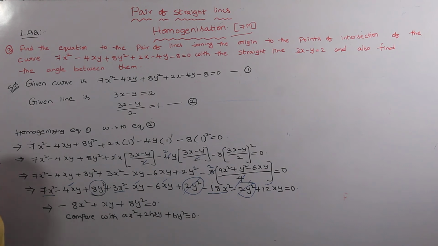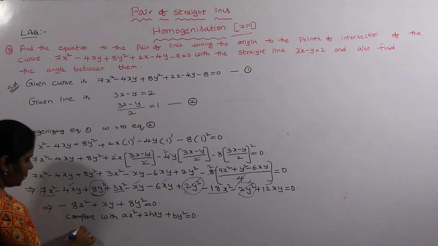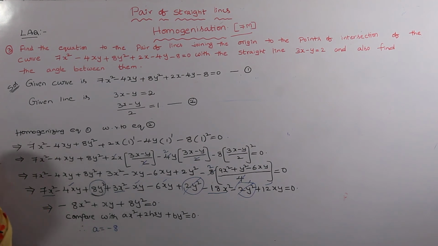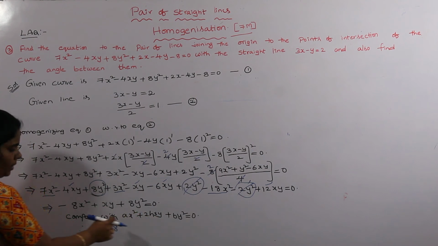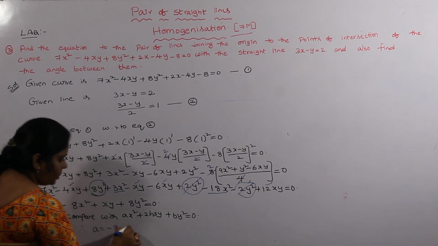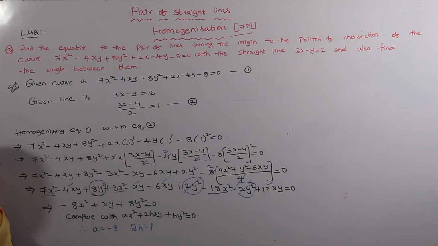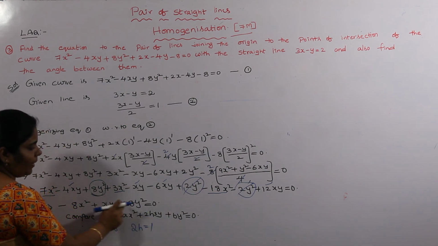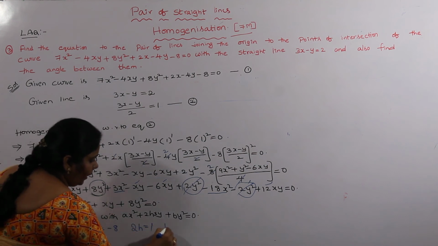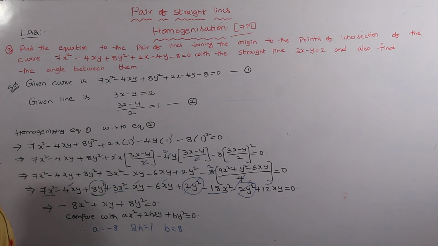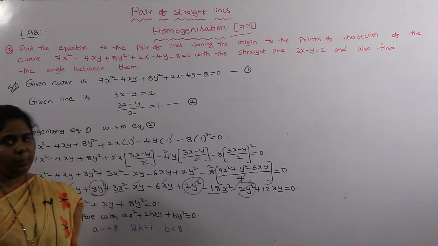Here x square coefficient is a, here x square coefficient is minus 8. Therefore, a is equal to minus 8. And xy coefficient is 2h. Here xy coefficient is 1. So we can write 2h is equal to 1. After that, y square coefficient is b. Here y square coefficient is 8. So b is equal to 8. From this we get a, 2h and b values.